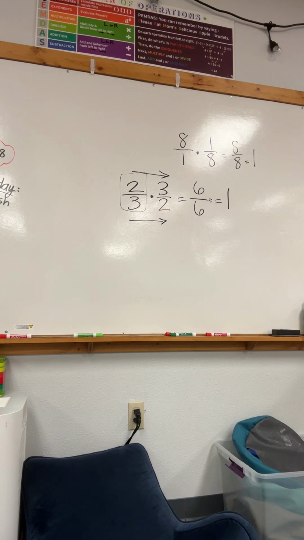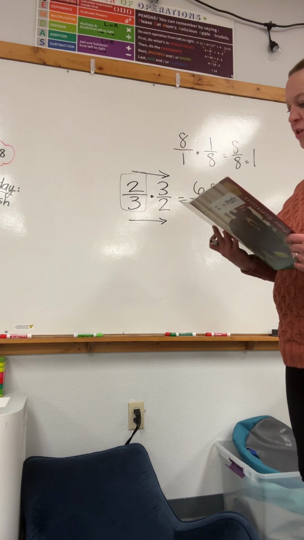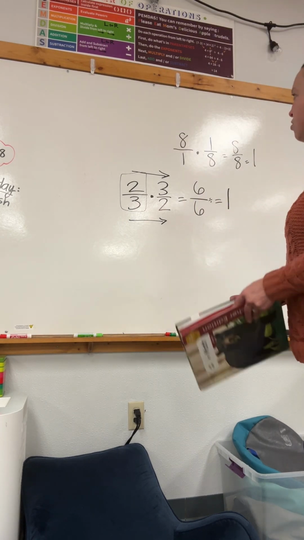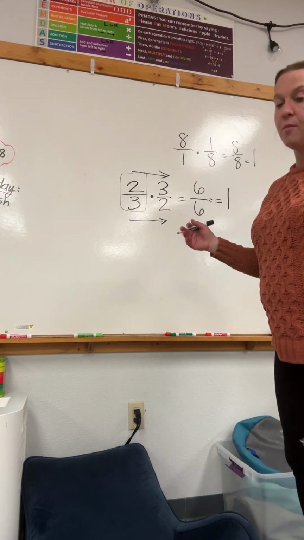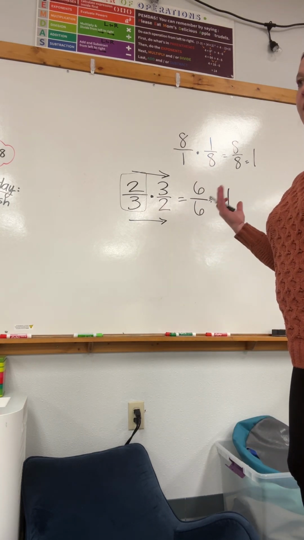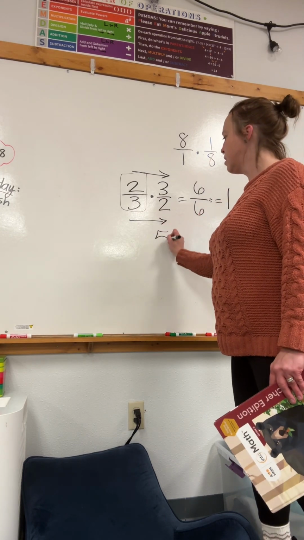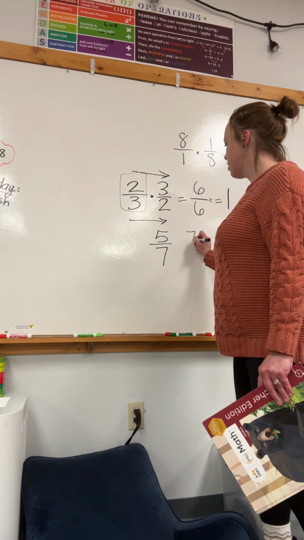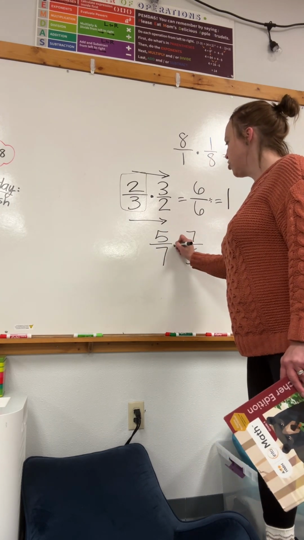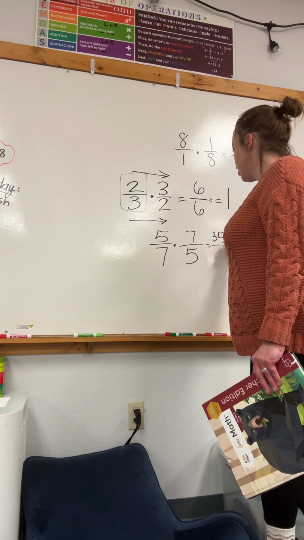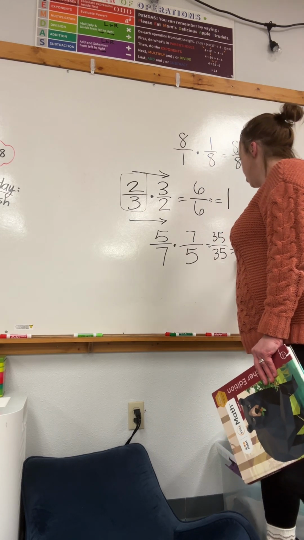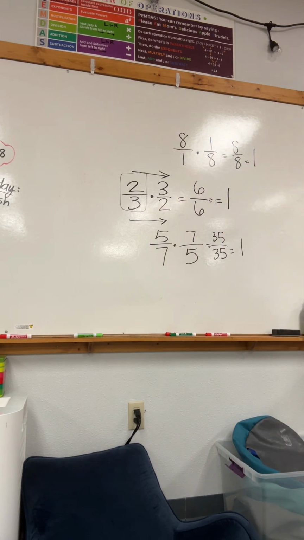All right, number 2 says just give an example of that. So I just gave you 2 different examples. Yours probably looks similar to mine. So if you gave like 5/7, we know the multiplicative inverse is going to be 7/5. If we multiply it, we're going to get 35 over 35, which reduces to the number 1.